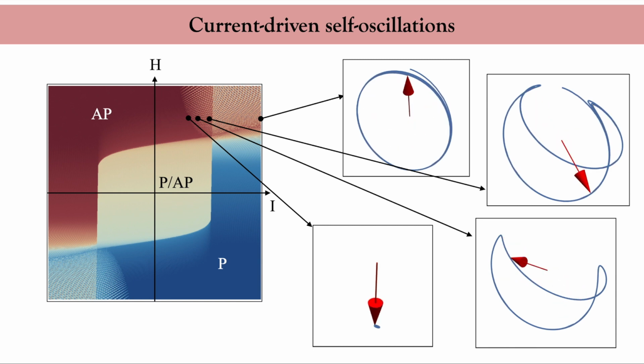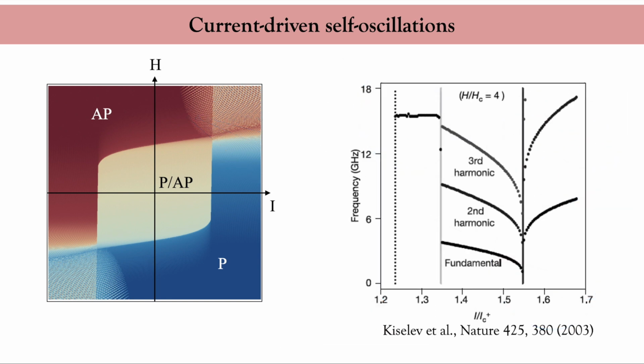You see that I have two regimes of auto oscillations. At small currents, the magnetization oscillates around the easy axis, and in this case, the larger the current, the larger the cone angle, and therefore the smaller the frequency. At larger current, the magnetization precesses in the plane around the demagnetizing field, and the larger the current, the larger the frequency. This relation between oscillation frequency and current has been uncovered by Kiselev experimentally.